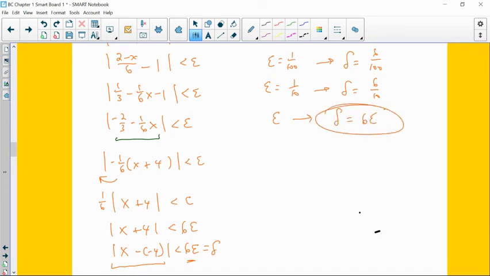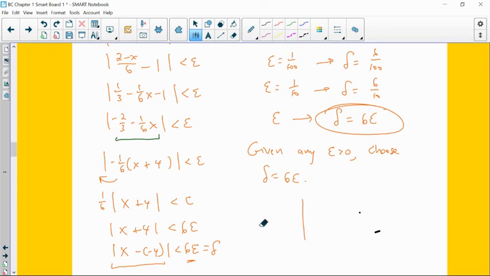So really, this is what we're looking for. Given any epsilon that's greater than 0, choose delta equal to 6 epsilon. That'll guarantee your limit exists.